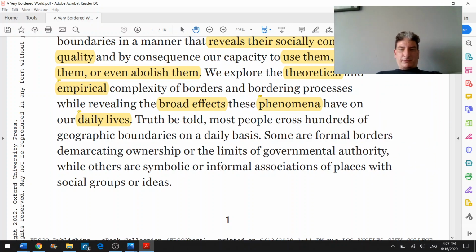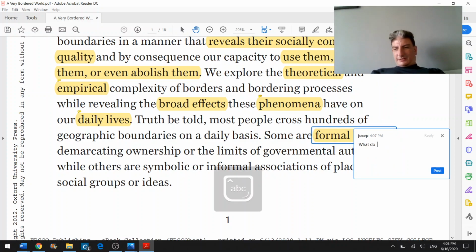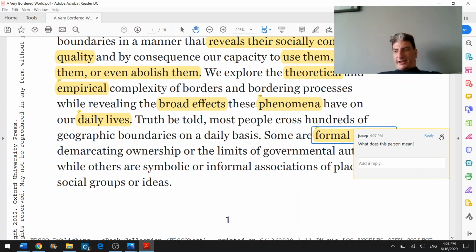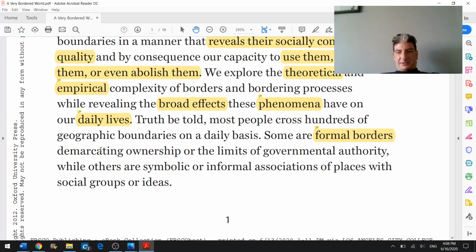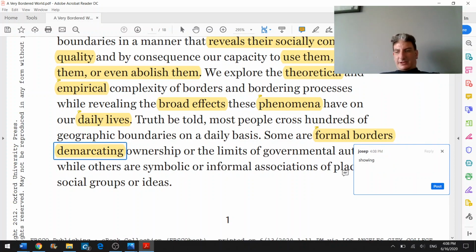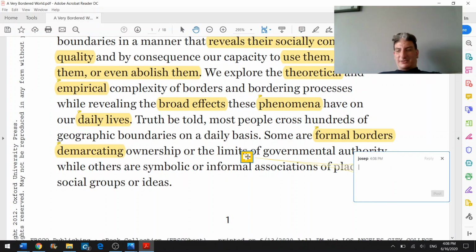Truth be told, most people cross hundreds of geographic borders on a daily basis. So what? Some are formal borders. What does that mean? I'm very curious. This is something I'm not really sure what they mean. What does this person mean? Demarcating, or showing. I'm going to put the word showing here, so that way, when I read the sentence again, I'm going to put showing. So, for example, some are formal borders showing ownership or the limits of government authority.